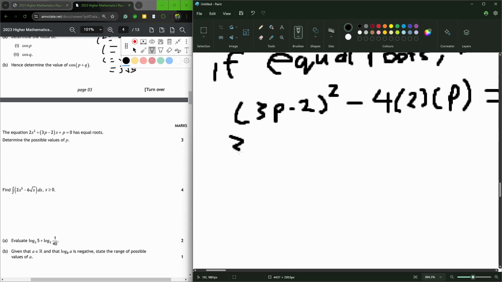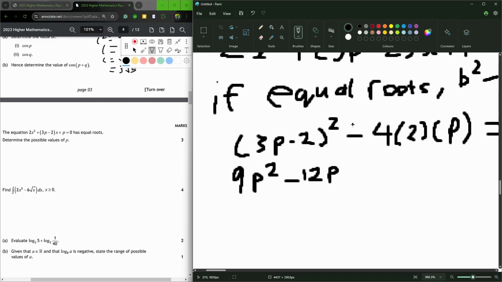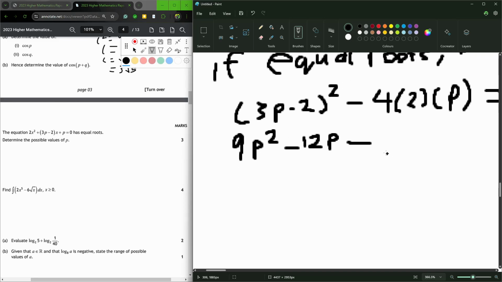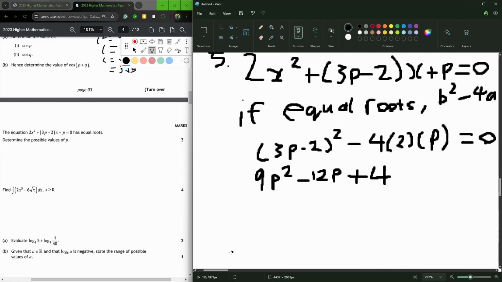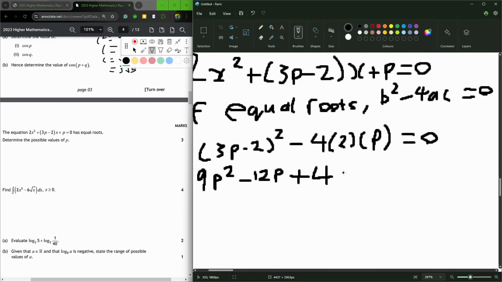So then we have to square this. We start by multiplying the first term by itself, so it gives us 9p squared. And then 3p times minus 2 will give us minus 6p, but we double it because we do it twice, so that would be minus 12p. I was just double checking my answers there. And then we multiply minus 2 by itself, which gives us plus 4. Then minus 4 times 2 times p, that's going to be minus 8p, equals 0.